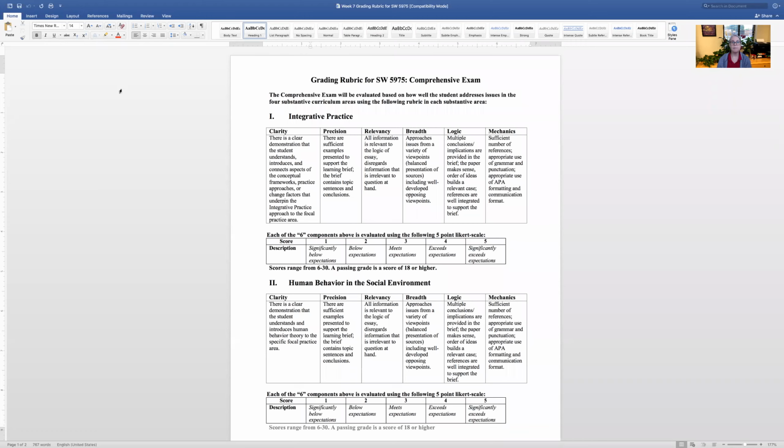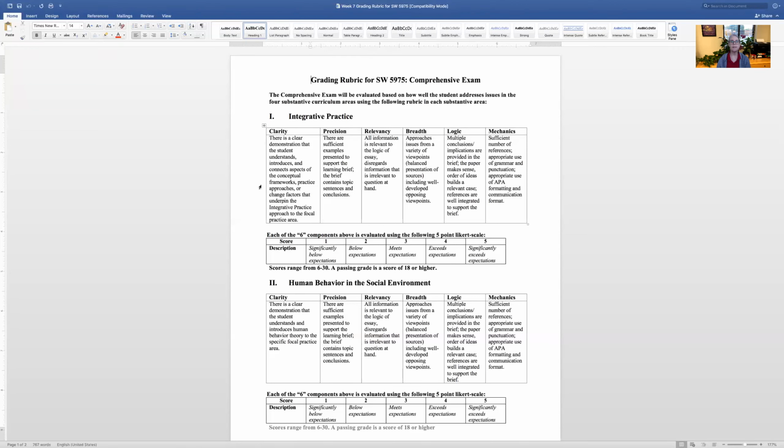So each exam is graded on 6 different points: clarity, precision, relevancy, breadth, logic, and mechanics. And each one of these is graded on a 5-point Likert scale from 1 to 5. We expect most people will get a 3 or higher. So 3 times 6 is 18. So a passing grade for each exam is 18 points or higher. This is the same for each of the exam questions. And you pass or fail the exam based on each question. So you might pass 3 questions but fail 1. You only have to rewrite that 1 question.